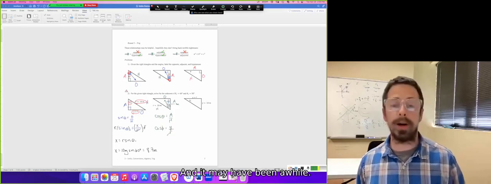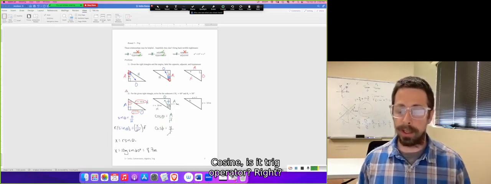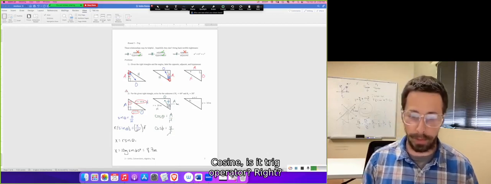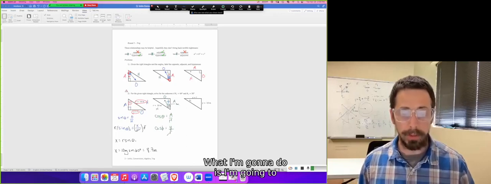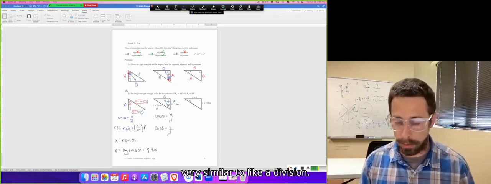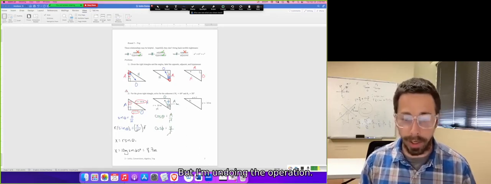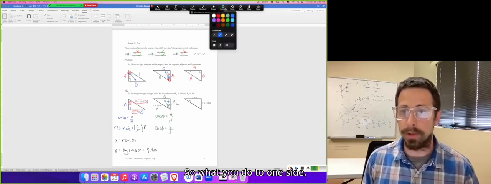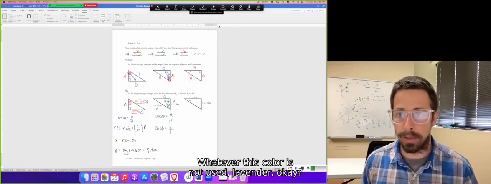Okay, now I'm trying to solve for this phi. It may have been a while, but how do I get rid of that cosine? That cosine is a trig operator, right? I can't just divide by cosine. But what I'm going to do is multiply by the inverse. Very similar to a division, but I'm undoing the operation. So what you do to one side, you have to do to the other side. So I'm going to write this in whatever this color is.